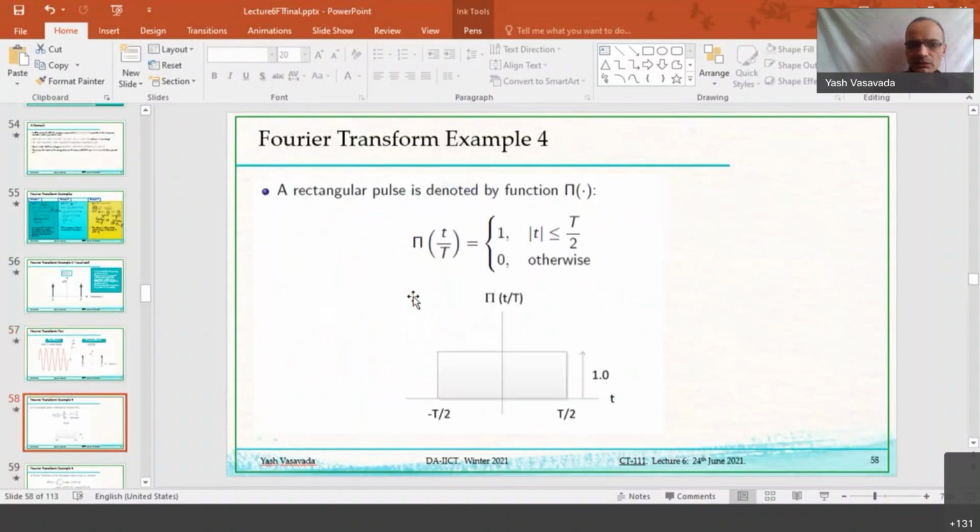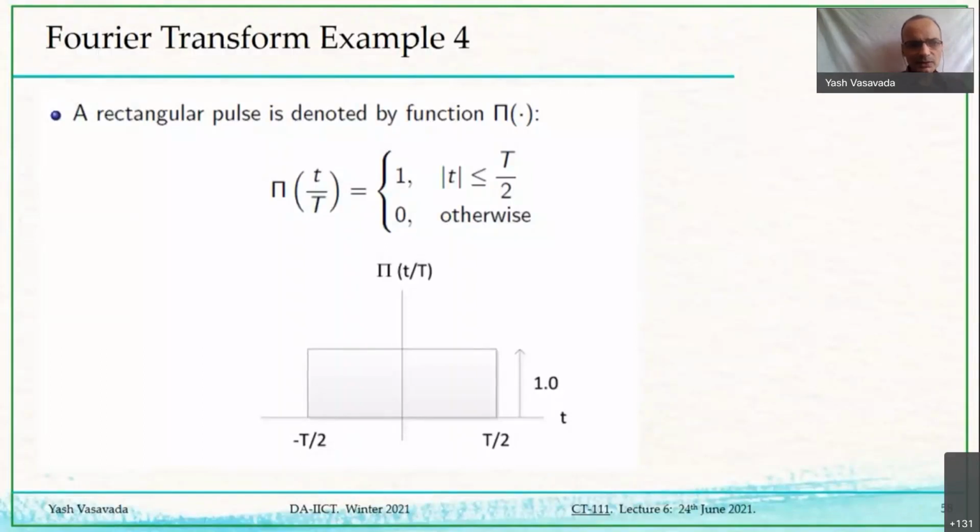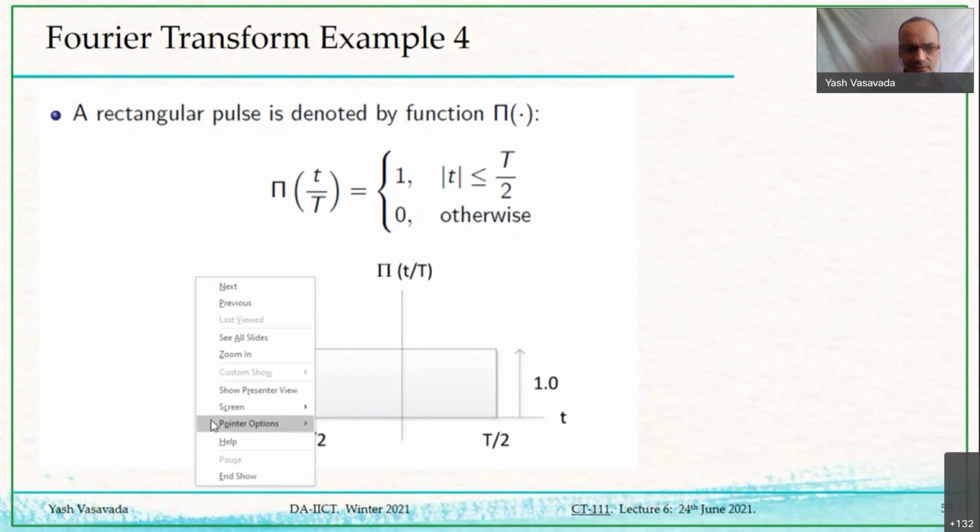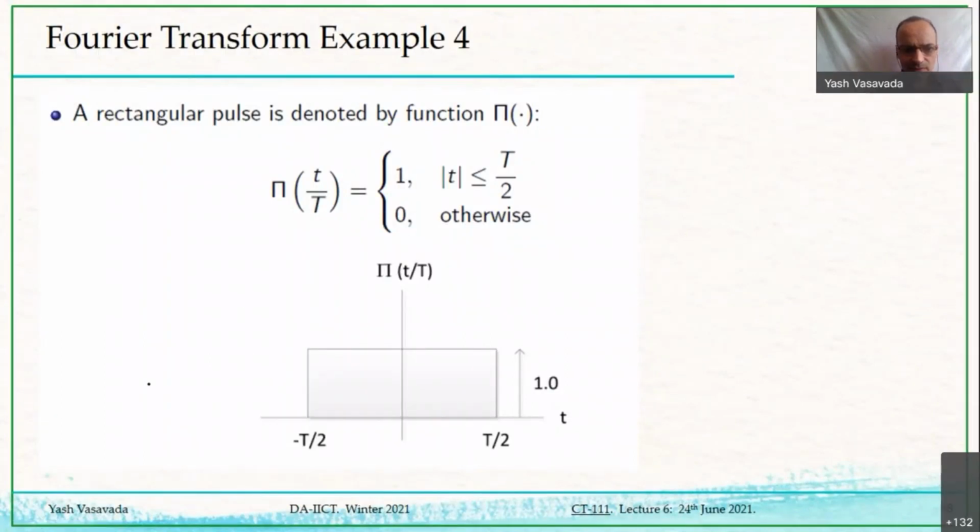Let's do one more example. This is also a very, very important type of signal. This is called the rectangular pulse in time domain. See, it's a rectangle. In the time domain, it looks like kind of a box. So it is 0 up until minus T divided by 2. Then it becomes 1, and it goes on until positive T divided by 2. And then it again becomes 0. And so the width of this rectangle is exactly capital T seconds.